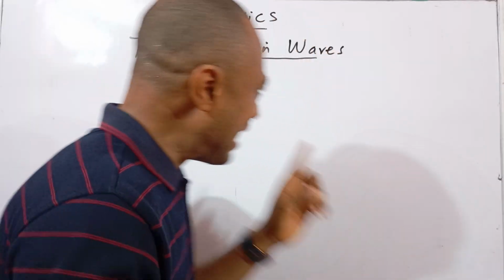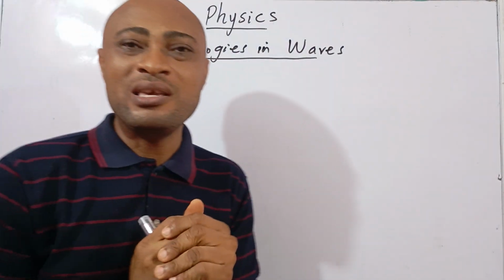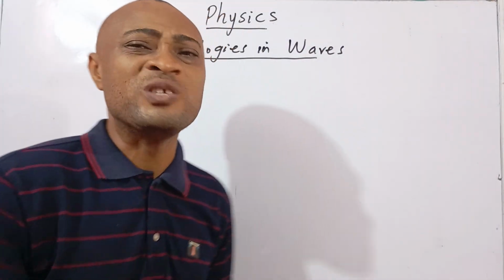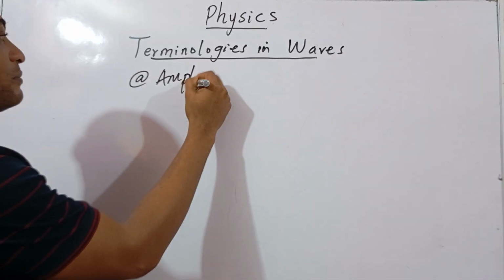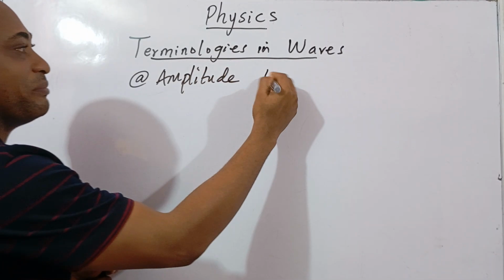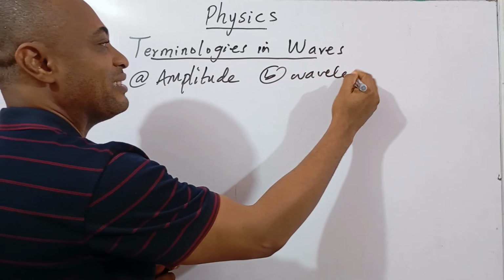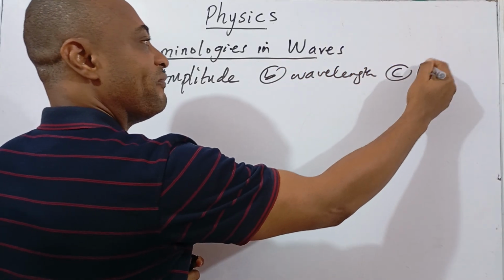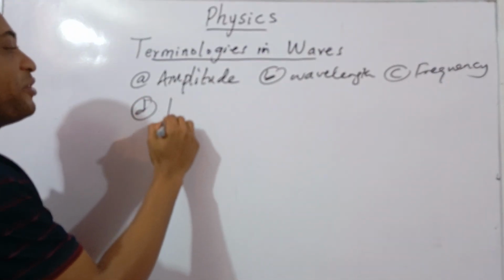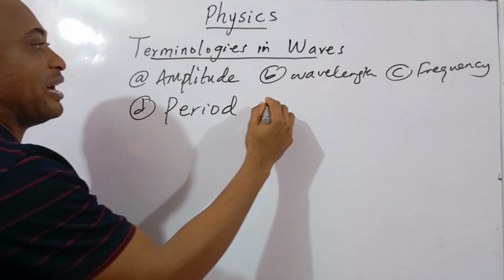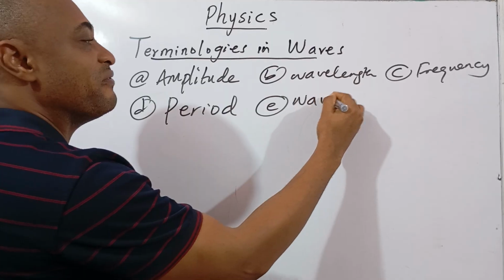Isn't that true? Now, what we're going to do in our video today is look at some terminologies used in waves. Terminologies such as amplitude, wavelength, frequency, period, and of course, our wave speed.